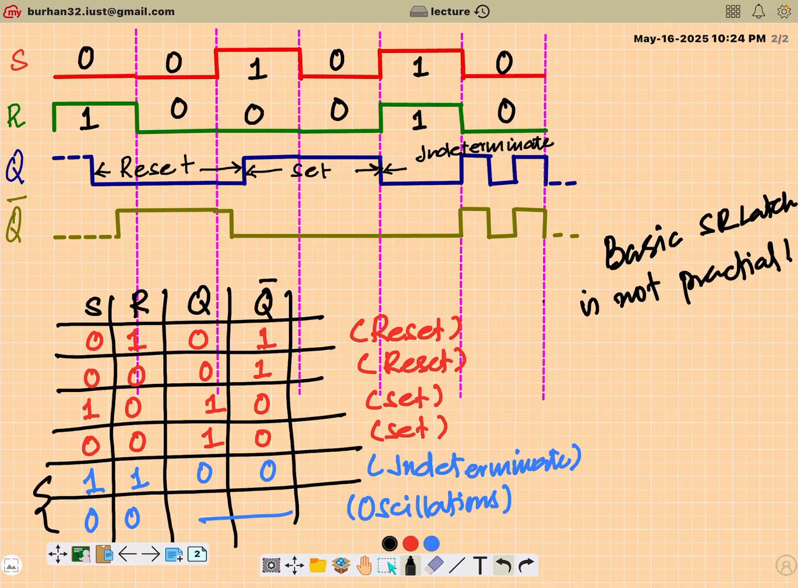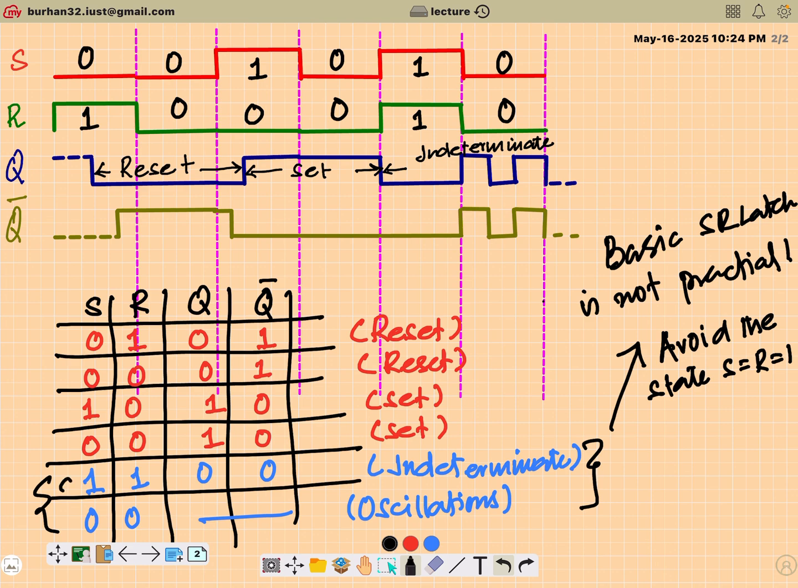Now, what can be a solution to this problem? See, there can be two solutions. One, avoid this state. Avoid the state where S is equal to R is equal to 1. I mean, modify the circuit in such a way that this condition never appears in your circuit. This could be one of the solutions. Another solution could be to define the state S equal to R equal to 1. That means modify this basic circuit in such a way that even if this combination appears at the input, it doesn't give you an indeterminate state, it gives you a well-defined state.